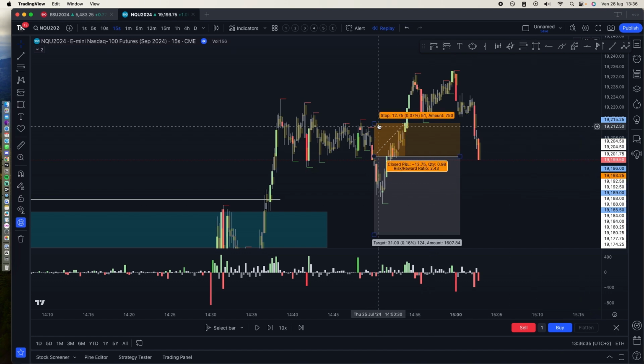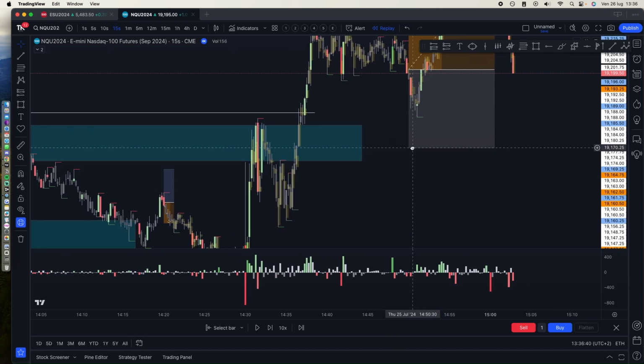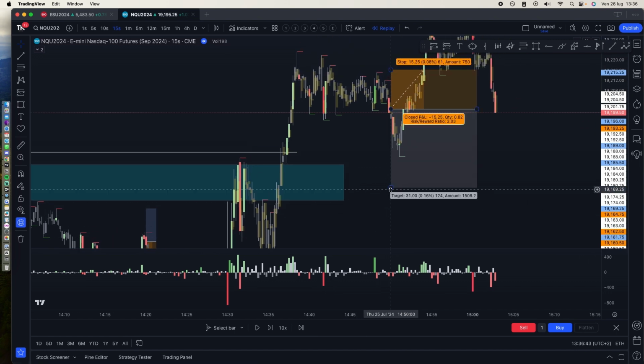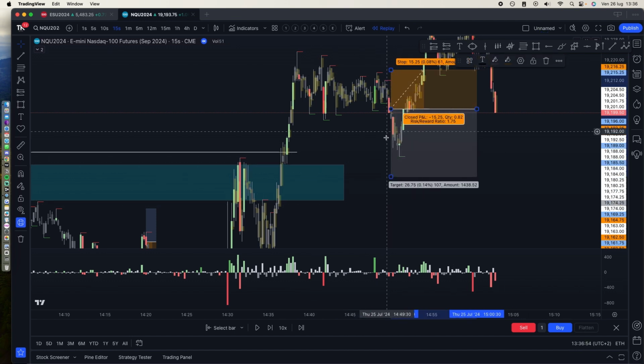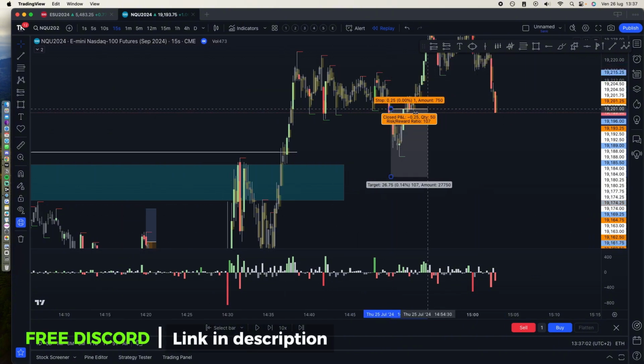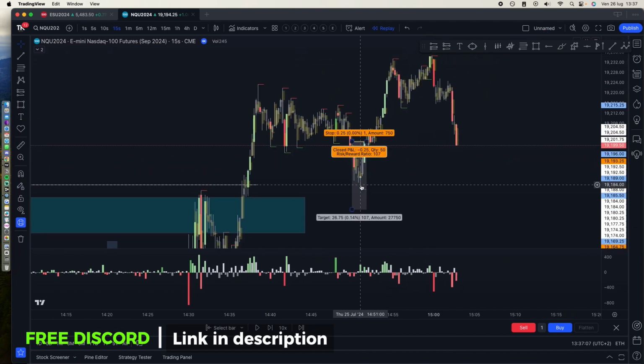Okay, stop loss here, take profit. Whoa, it's too long, too far. So 1.5. No, or maybe here, to be honest. Or maybe here. Anyway, this is break even. Once price is going down too far without any target visible, just move your stop to break even, and that's it.